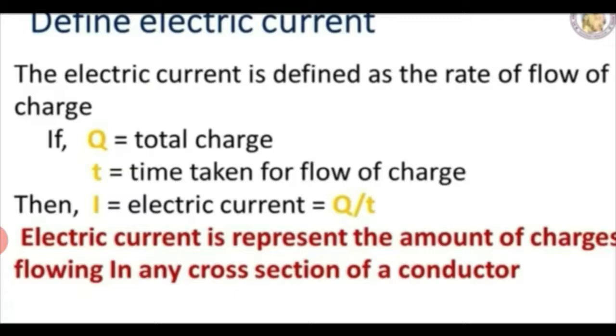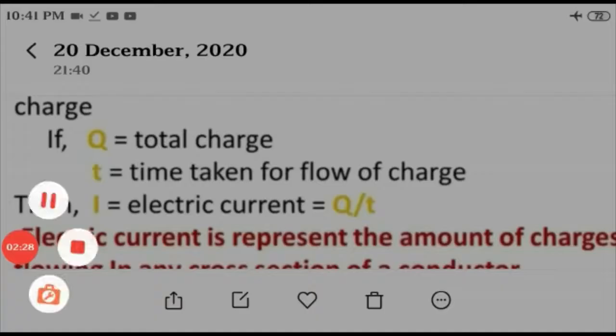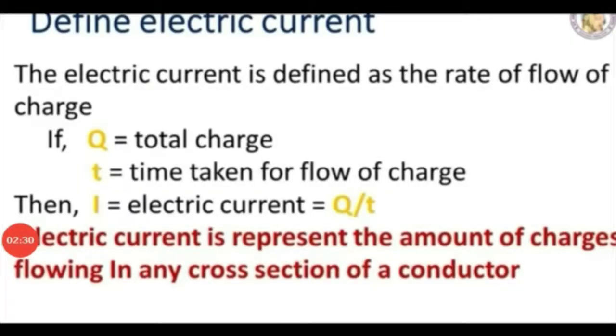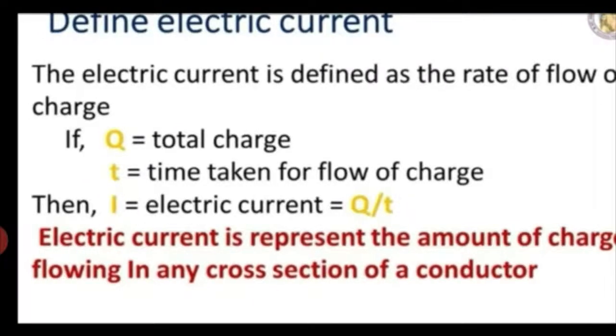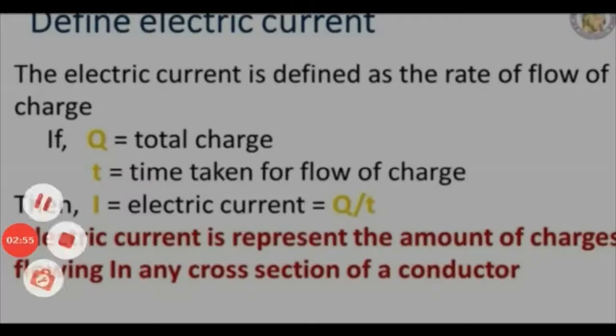So, if a net charge Q passes through any cross section of a conductor in the time t, then the current flowing through the conductor is I is equal to Q by T. Okay, so this electric current represents the amount of charge flowing through any cross section of a conductor.